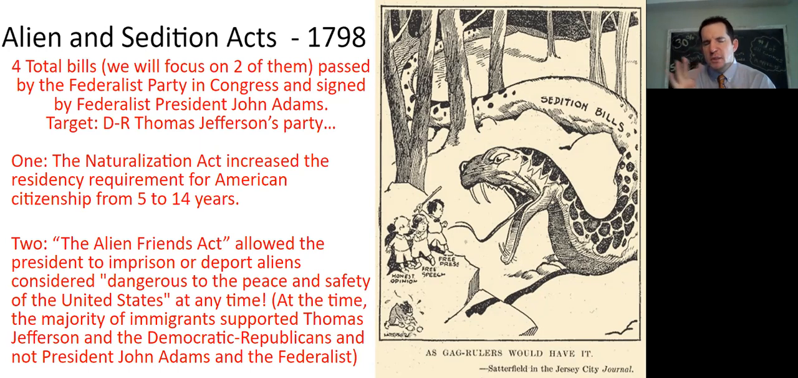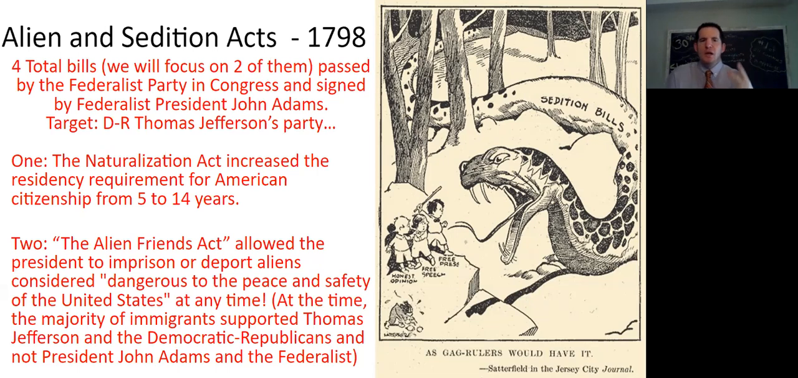So there was a total of 4 policies, but the 2 that I want you to know and that you need to know for life is the Naturalization Act. And that increased the citizenship wait. So when you came into the country, you had to wait 5 years. They changed that to 14 years. Well, one of the things about being a US citizen is you get to vote. So once they move the requirement, now they don't have to worry about all those immigrants for 14 years, okay? So their party will be protected for almost 2 decades.